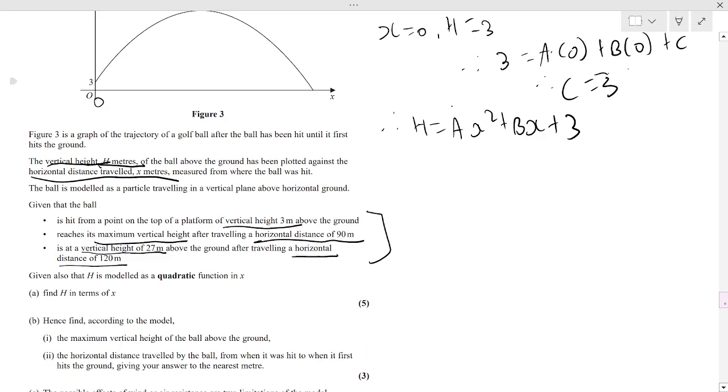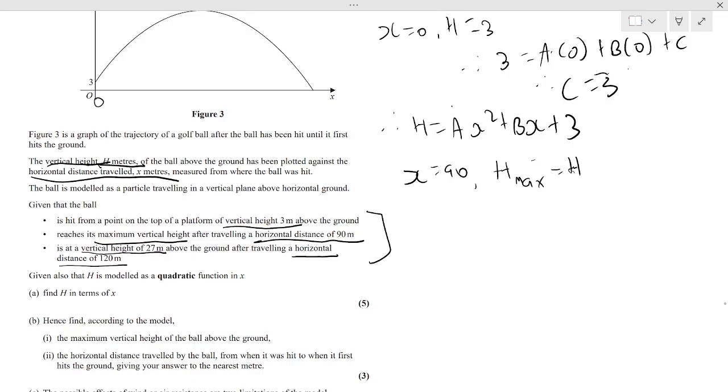Now let's do the other bit of information. Then we'll say it reaches a maximum vertical height, remember, h is vertical height, after travelling a horizontal distance of 90. So we are saying when x is 90, h is h max, the maximum height. What does that mean then? Well, there's two ways of approaching this. You could complete the square, because obviously completing the square on a quadratic gives us information about the maximum, but I think it's going to be a bit messy to do it.